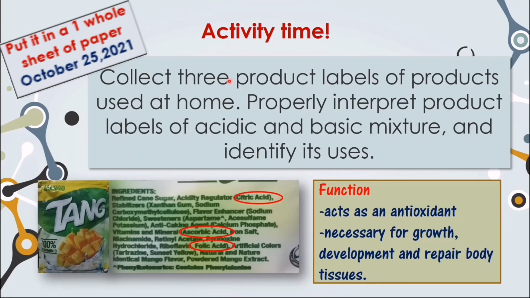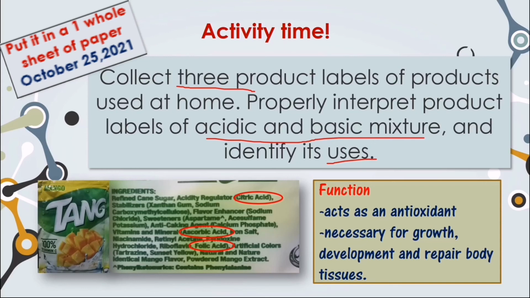So what you are going to do is to collect 3 product labels of products used at home. So you are going to properly interpret the product labels of acidic and basic mixtures and identify its uses. So what you're going to do sa inyong buhaton class, mag-collect mo og product label. Okay? Kanang mga product na may label. Pangitaon ninyo kung acid or base nga component mixtures. So, i-identify nimo ang iyang uses.